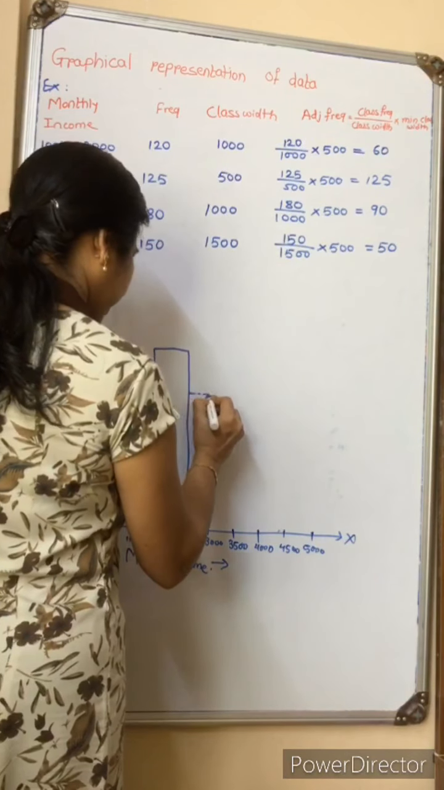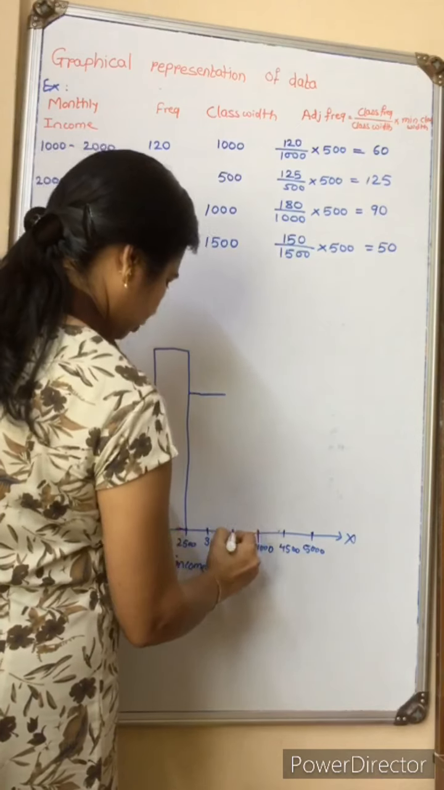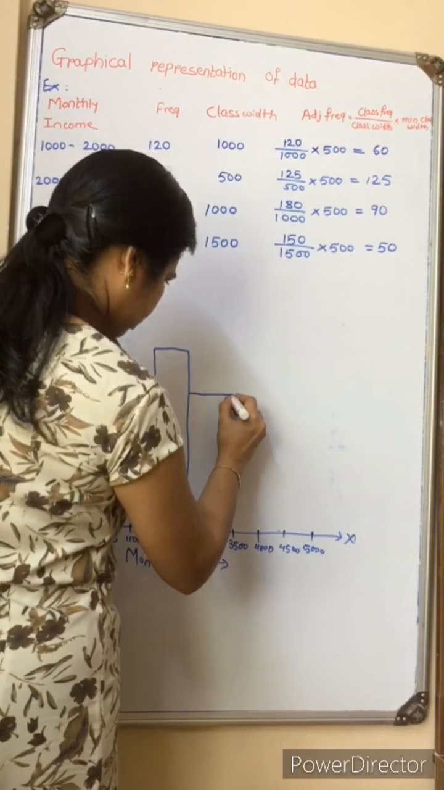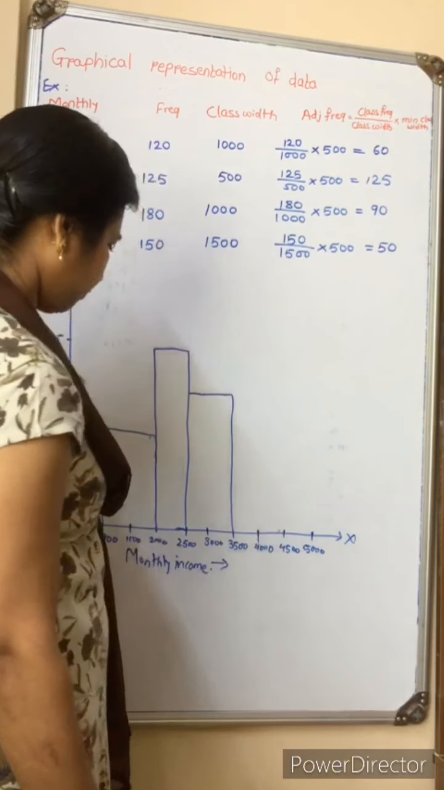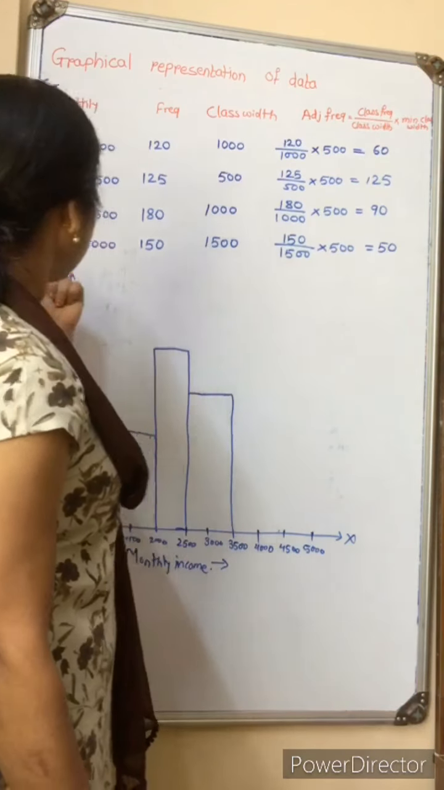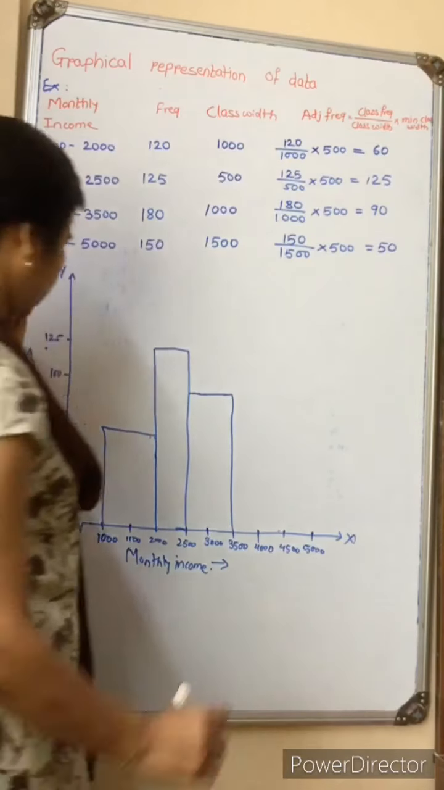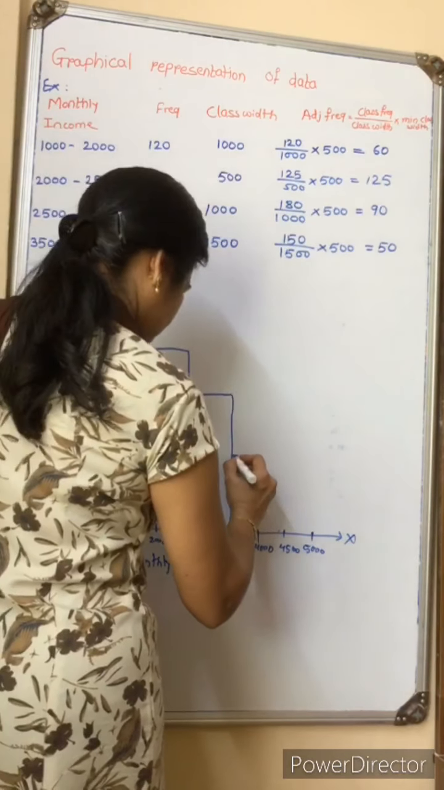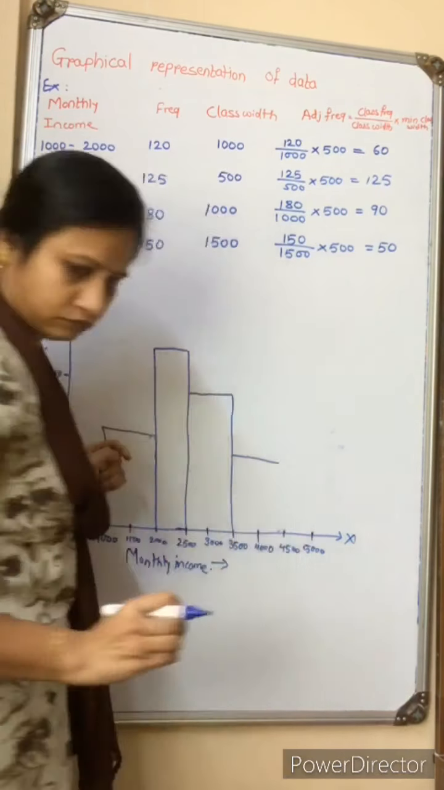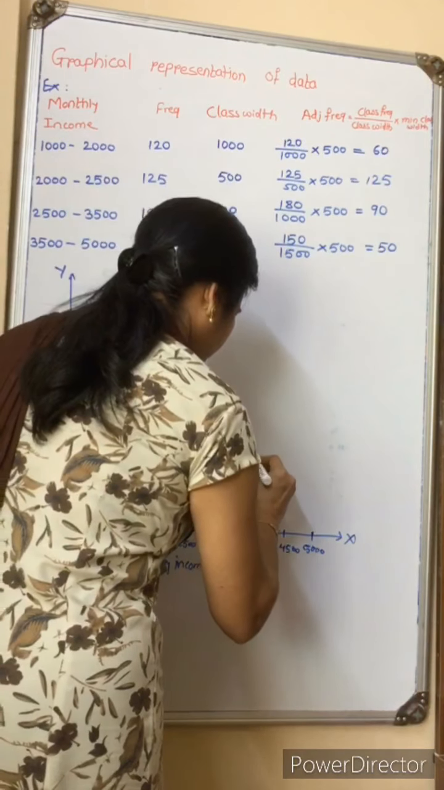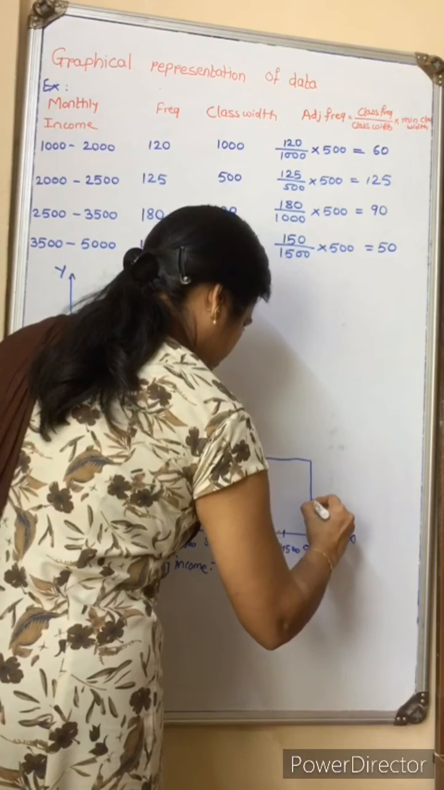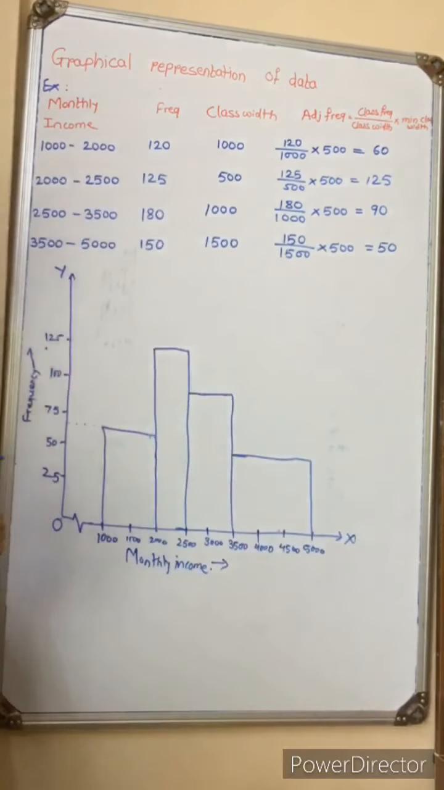By taking the proper class you just draw. Up to 3,500 to 5,000 it is 50. So this is your histogram for the unequal class width.